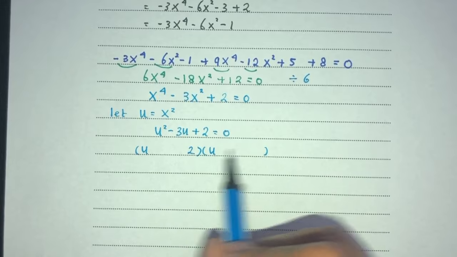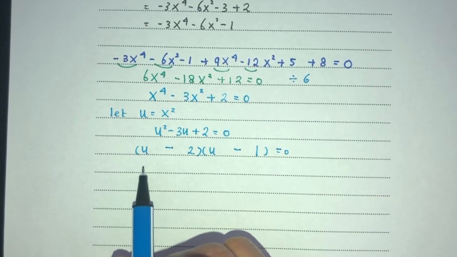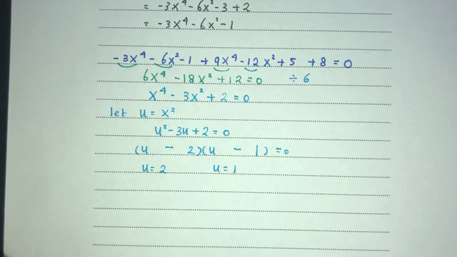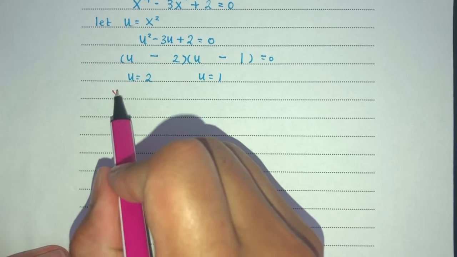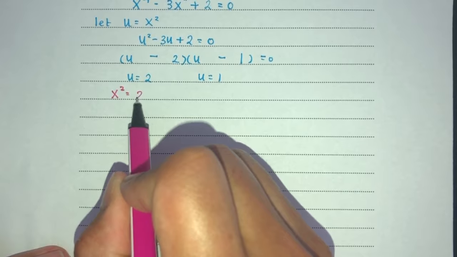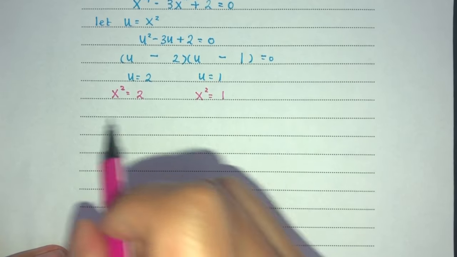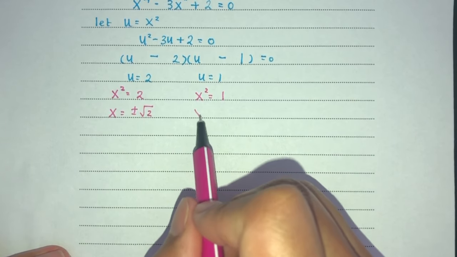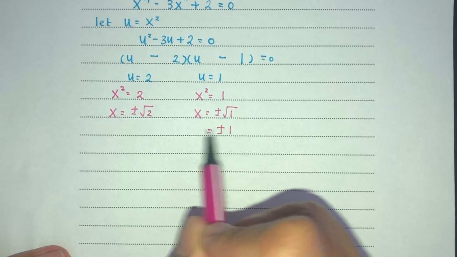2 is 2 times 1, minus 3 is minus 2 minus 1. So u is the value of 2 and the value of 1, but of course we don't care about u here, we have to find the values of x. So u is x squared, which is 2, and x squared is 1. Therefore x is plus minus root 2, and x is plus minus root of 1, which is plus minus 1.